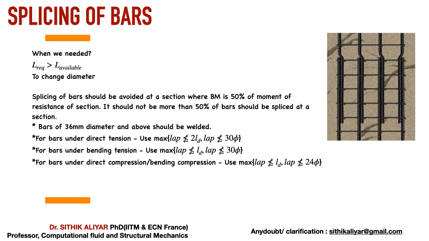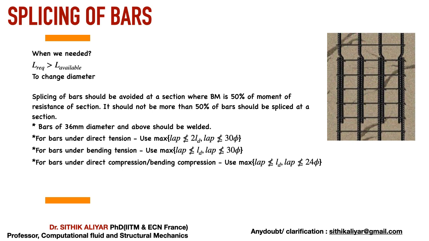If the bar is under direct compression or bending compression, direct compression, I hope you understood in the columns. In a column, the bar will be under direct compression. Bending compression means the reinforcement provided above the neutral axis. In that case, the lap length should not be lesser than again LD or should not be lesser than 24 times the diameter of the bar. You should memorize these numbers.